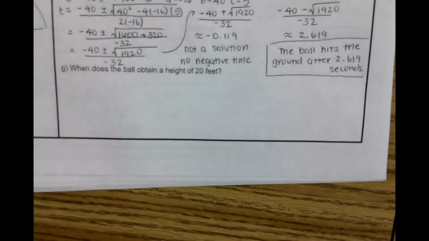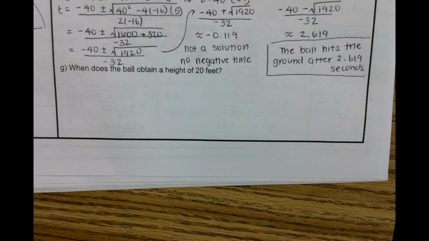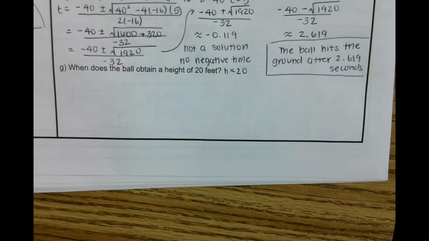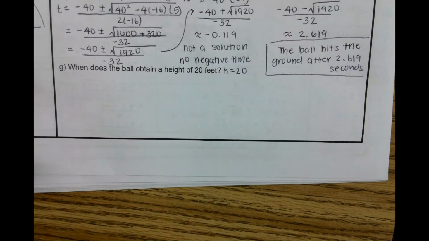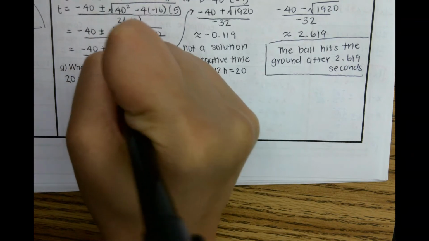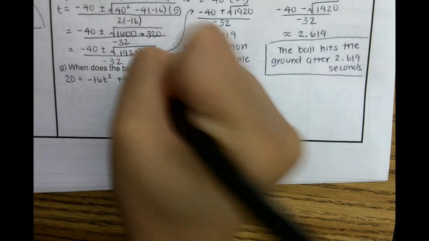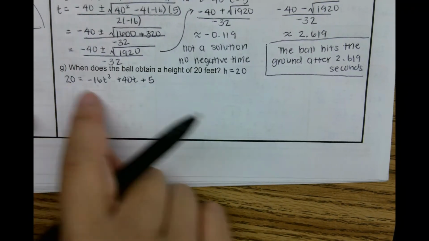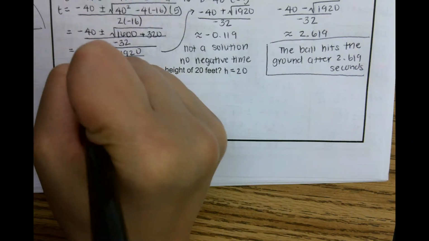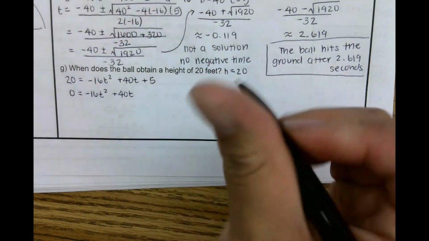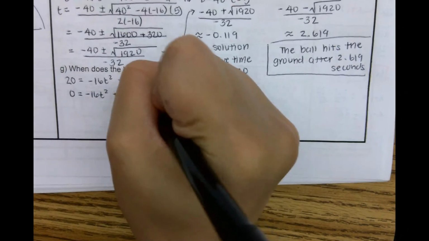G. When does the ball obtain a height of 20 feet? So here, H is 20. So I'm going to plug that in, right? H here is really our y value. So when does our height reach 20 feet? So plug in 20 for H equals negative 16t squared plus 40t plus 5. I want it equal to 0, so I'm actually going to subtract 20 here. And when I subtract 20, 5 minus 20 will give me negative 15.